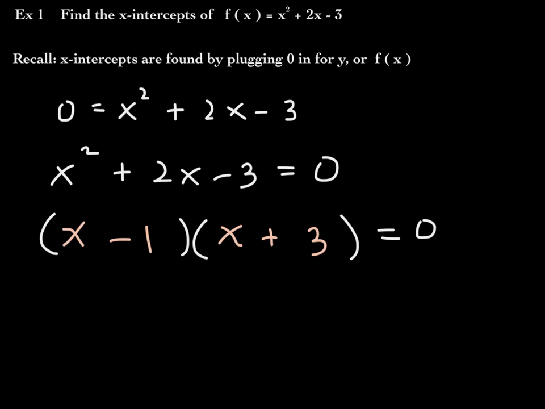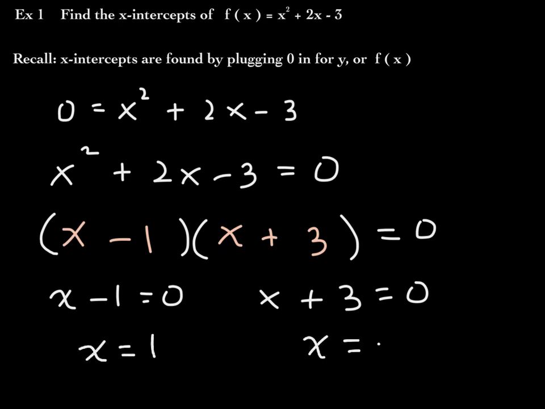Let me say it like this. If this times this equals 0, then one of these factors must be 0. So what we do is we take each of these factors and we set each of them equal to 0 and solve. So you can see that in this one we're going to add 1 to both sides, here we're going to subtract 3 from both sides, and you're going to get x is either 1 or x is negative 3.